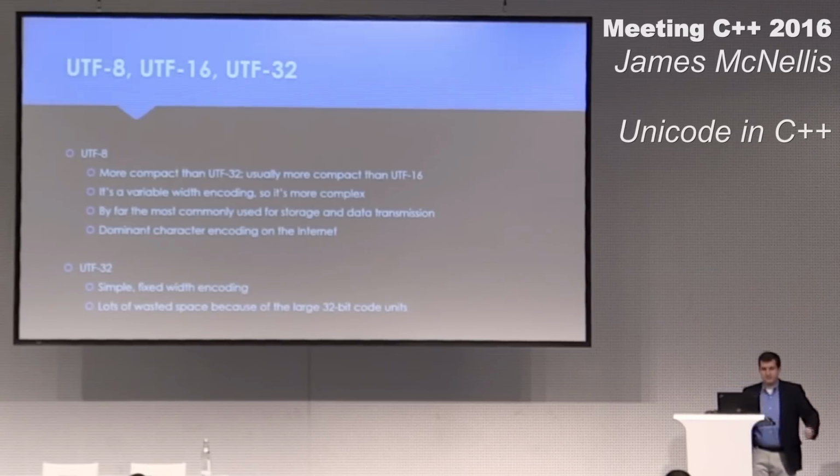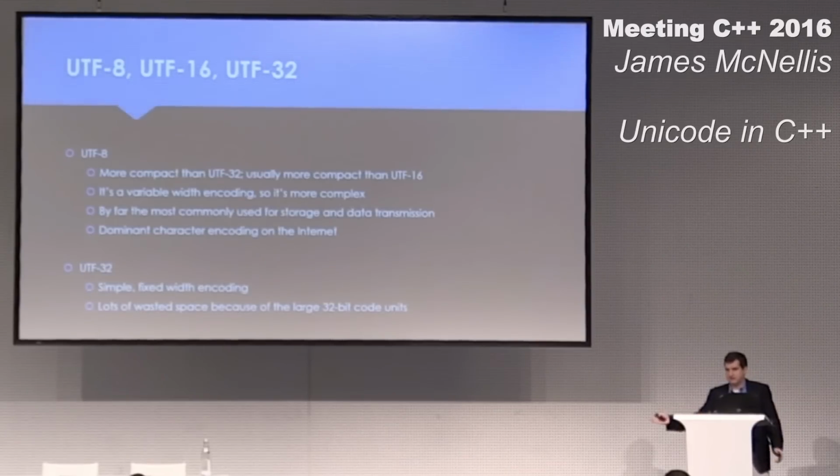UTF-32 is simple, it's a fixed width encoding, but we're wasting tons of space, and so it's not really suitable for storage, either long-term or even in-memory processing in many cases. As for UTF-16, basically it just wouldn't exist at all today if we didn't start off with UCS2. So it doesn't really have any advantages other than the fact that it provides that compatibility, which is important, but it's not a reason to choose it.